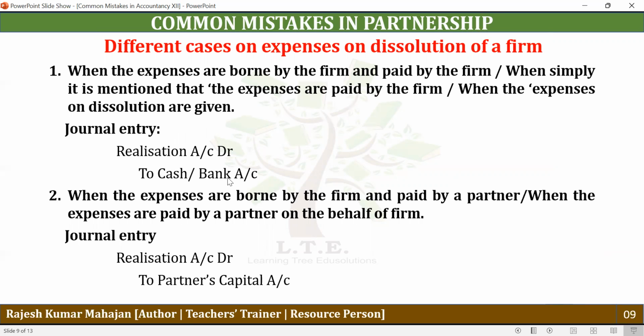So whenever the expenses of the firm are given to you, you make an entry: realization account debit to cash or bank account. So you show it on the debit side of the realization account and you write to bank account or to cash account. Whether you have to prepare a cash account or a cash-bank account, if cash and bank both accounts are given, then the entry should be passed through the cash account. If only a cash account is given in the question, then the entry should be passed through the cash account, or if only a bank account is given, then through the bank account. In a nutshell, if both accounts are given, the entry should be passed through the cash account, and the bank's balance is transferred to the cash account.